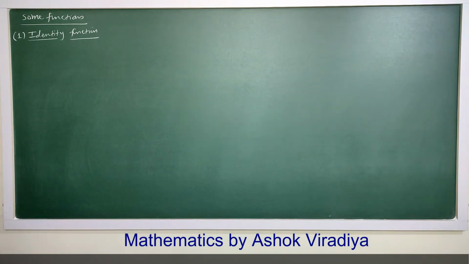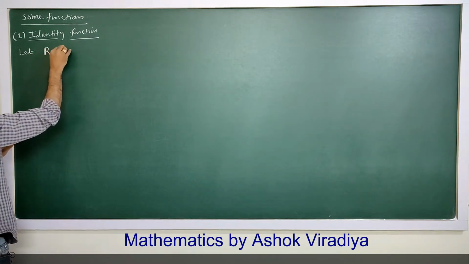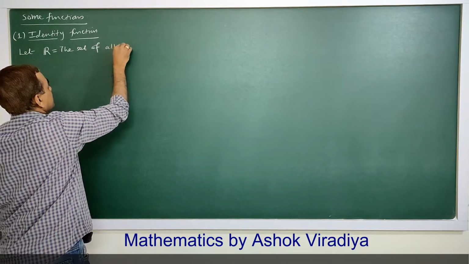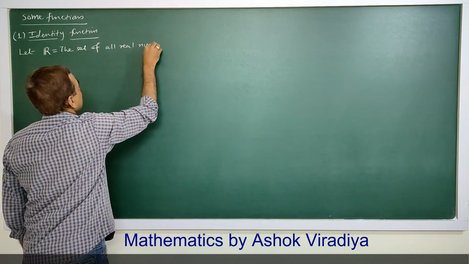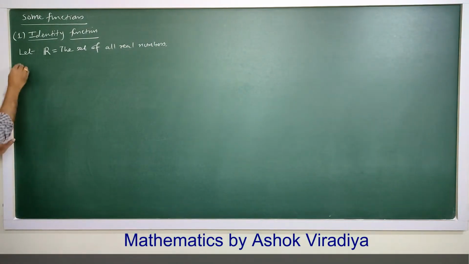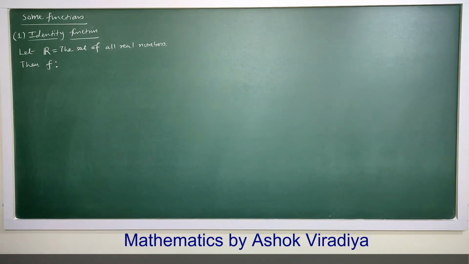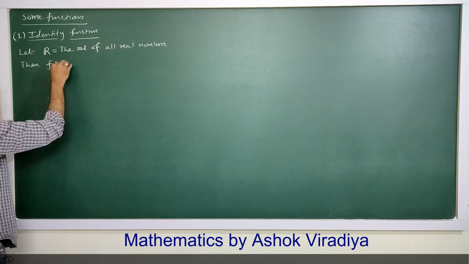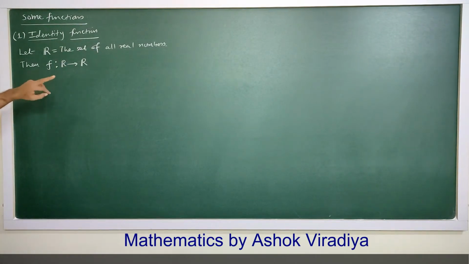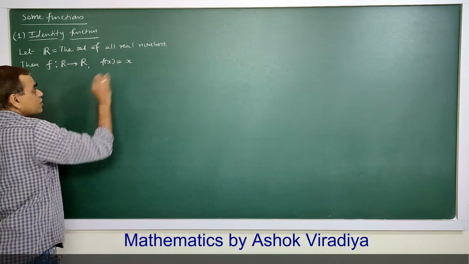The definition of the identity function is that here we are taking R, the set of all real numbers. R is the set of real numbers, then a function f whose domain is R and codomain is R. A function from R to R defined by f(x) equals x.